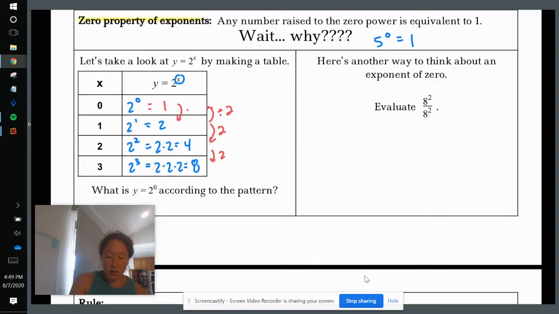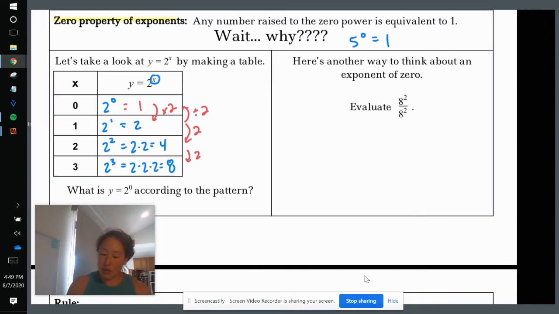Okay. 1 times 2 is 2. Yeah, 2 times 2 is 4. 4 times 2 is 8. So remember, math is just patterns, so we need to make sure that the numbers that we plug into our pattern make sense. Okay? All right, here's another way to think about it.